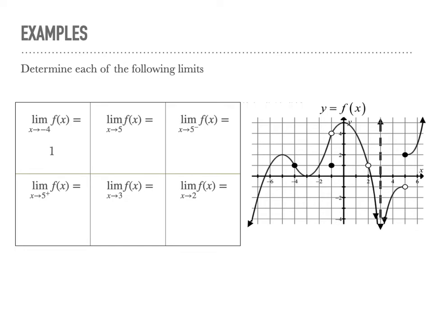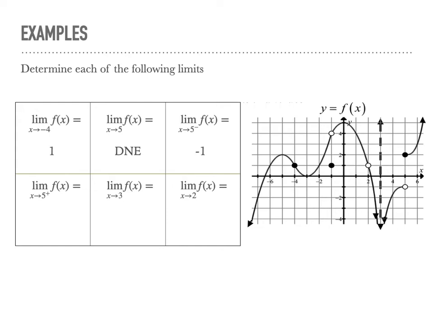Well, that's weird. As we can see, from the left and right-hand side, the one-sided limits are not equal to each other. Therefore, this limit does not exist, DNE. Now, the limit of f of x as x approaches 5 from the negative side, however, we'll see from the left side, it's approaching -1.